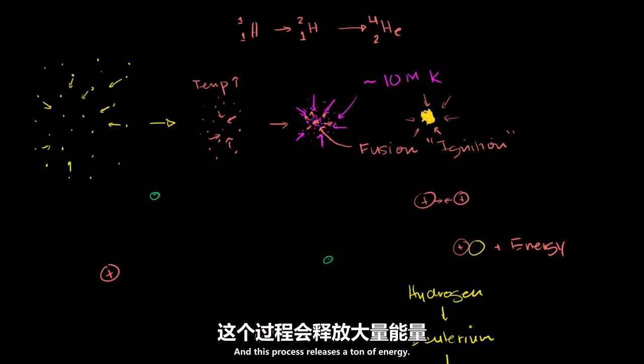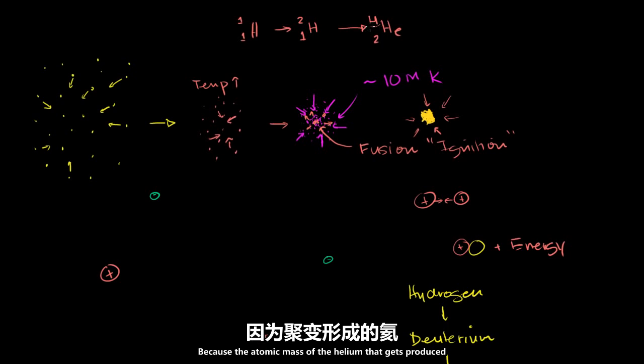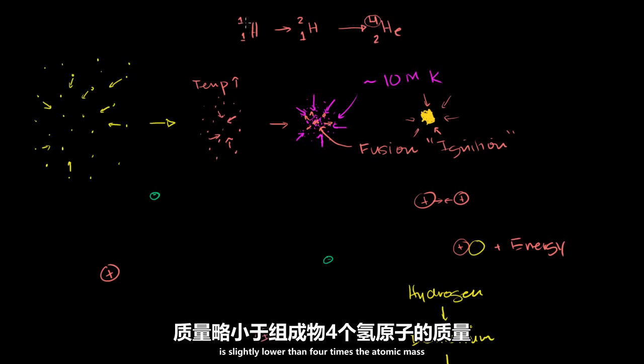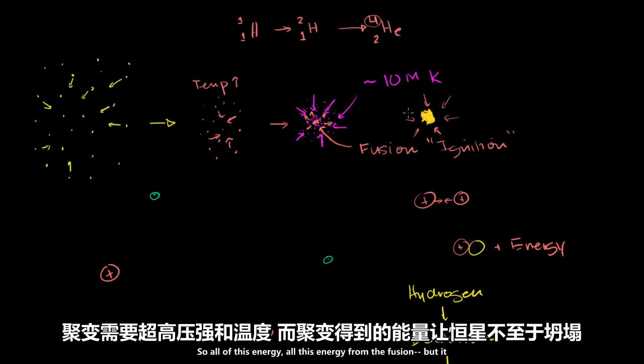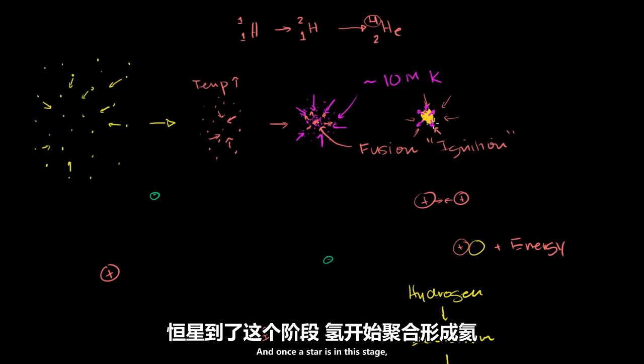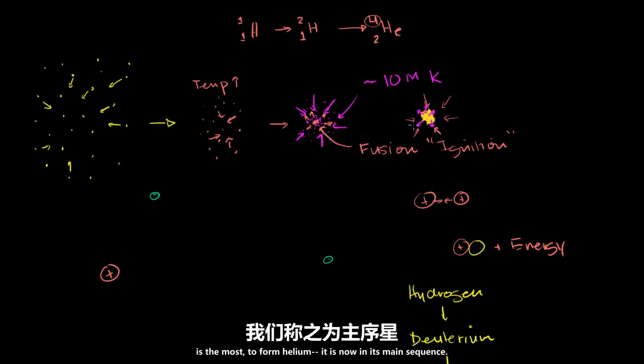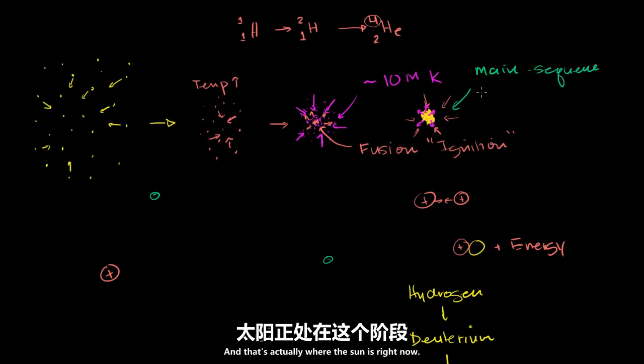And this process releases a ton of energy because the atomic mass of the helium that gets produced is slightly lower than 4 times the atomic mass of each of the constituent hydrogens. So all of this energy from the fusion, but it needs super high pressure, super high temperatures to happen, keeps the star from collapsing. And once a star is in this stage, once it is fusing hydrogen in its core where the pressure and the temperature is the most to form helium, it is now in its main sequence. This is now a main sequence star. And that's actually where the sun is right now.